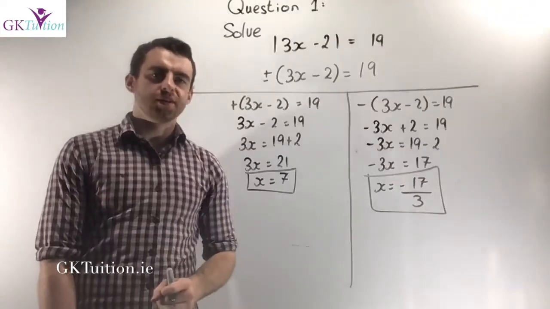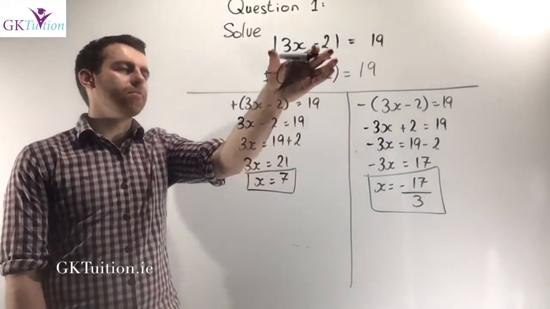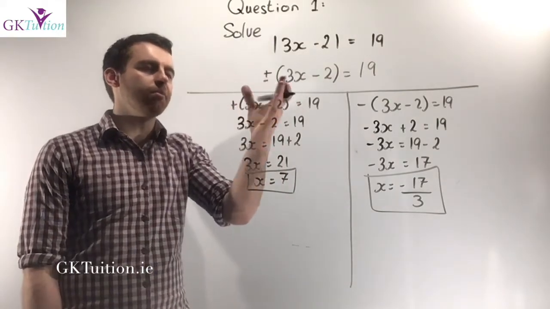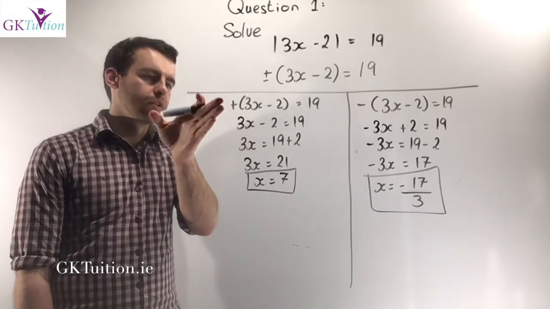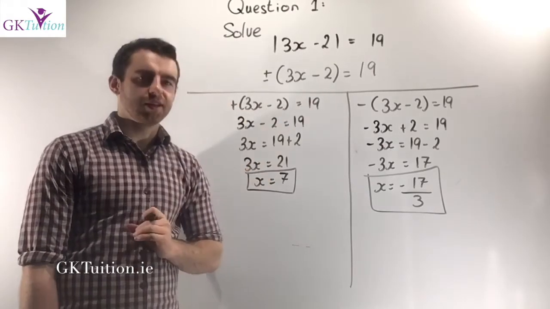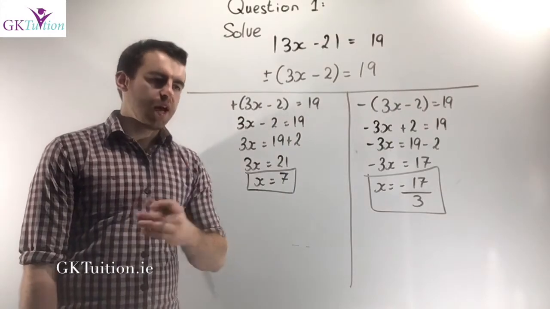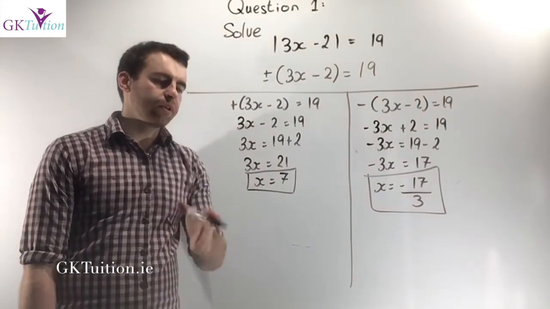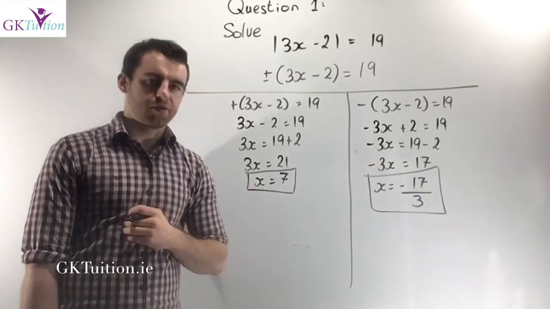Okay, we're going to solve question 1 by 2 different methods. The first method here is to get rid of the modulus signs. I can just take a plus or a minus in front of what's in the modulus. So I could have plus 3x minus 2 equals 19, or minus 3x minus 2 equals 19. And both are very straightforward. We end up with either x equals 7 or x equals minus 17 over 3.